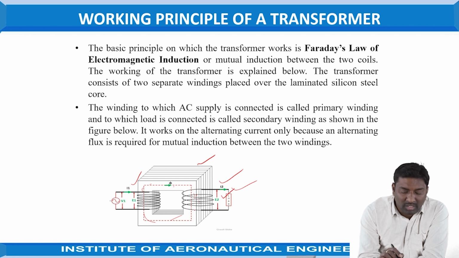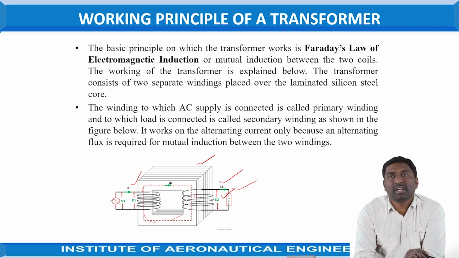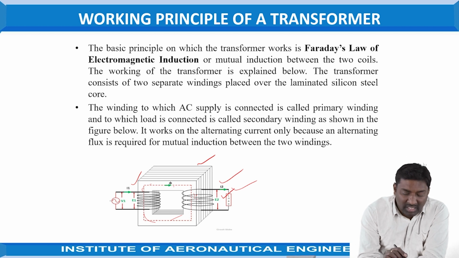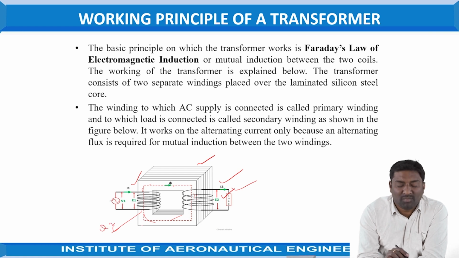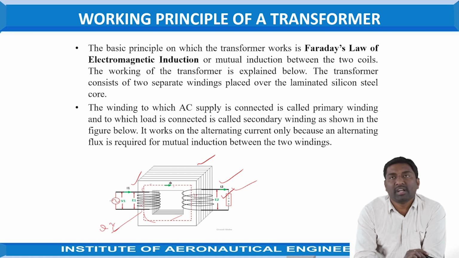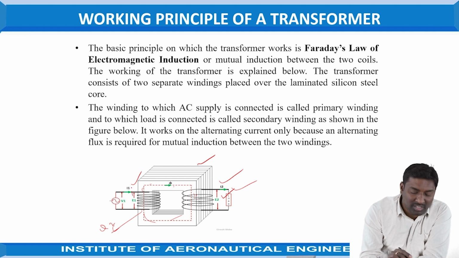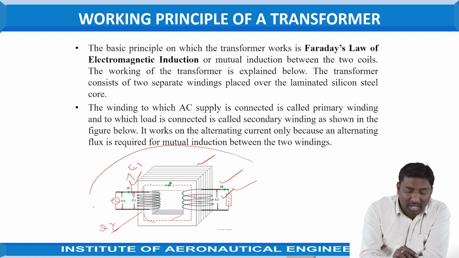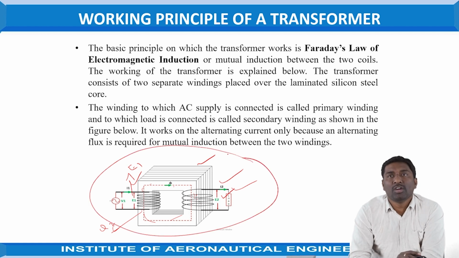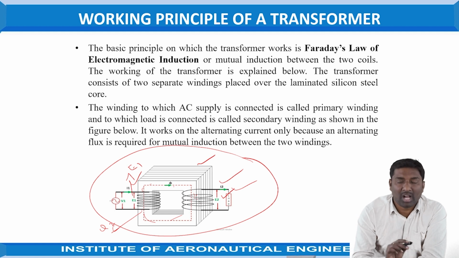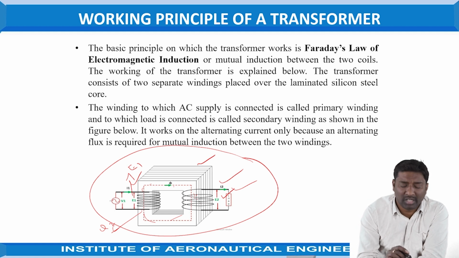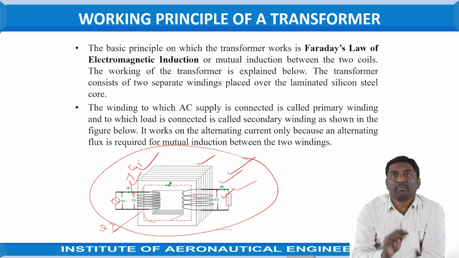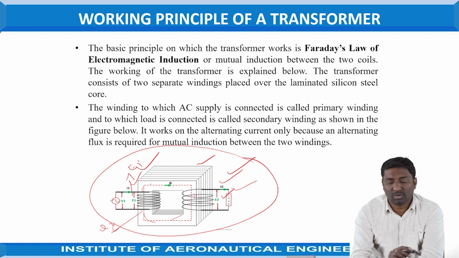That current I2 is linked with the primary winding. Due to the secondary winding current, I get the secondary winding flux Phi2. The secondary winding flux Phi2 is linked with the primary winding coil, and then again I get an induced EMF here, that is E1. This whole process is called mutual induction. According to mutual induction only, we get induced EMF in the secondary winding and induced EMF in the primary winding.